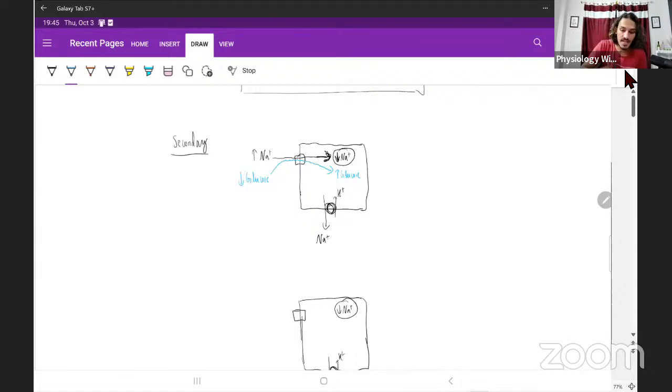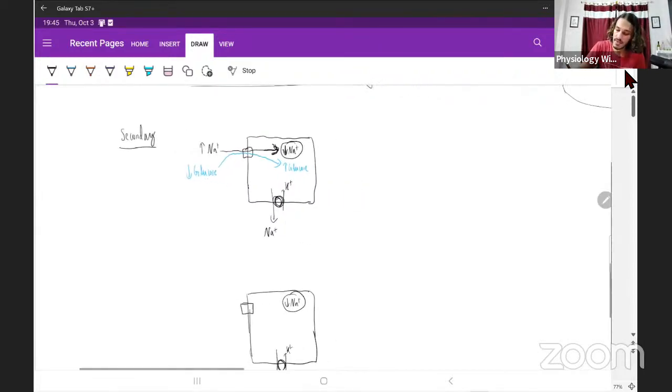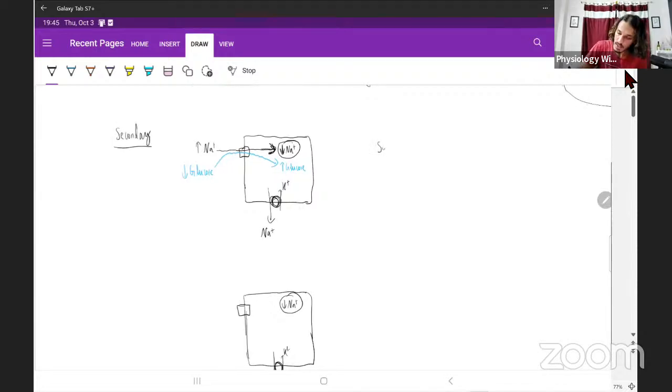So this type of transport is called secondary active transport. This is against the concentration gradient. This is a coupled transport. This is what is called a symport. Symport is happening, or co-transport. You can call it co-transport or symport.